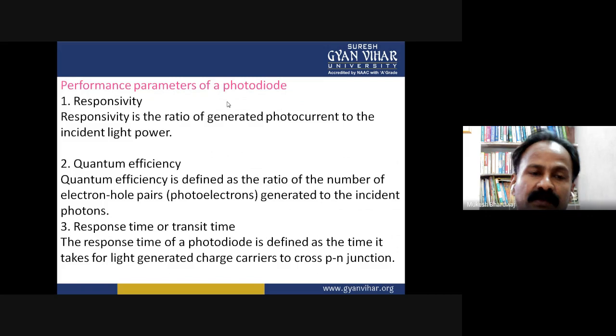Performance parameters of photodiode. Responsivity. Responsivity is the ratio of generated photocurrent to the incident light power. Quantum efficiency. Quantum efficiency is defined as the ratio of the number of electron hole pairs, photoelectrons, generated to the incident photons. Response time or transit time. The response time of a photodiode is defined as the time it takes for light generated charge carriers to cross the PN junction.